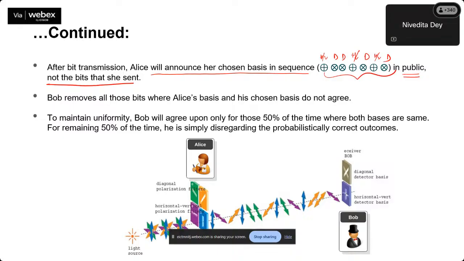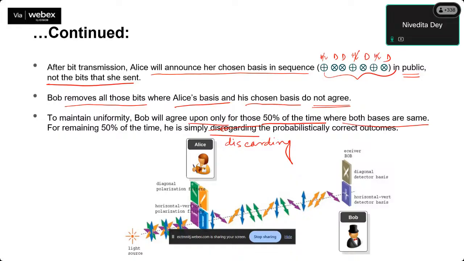Though in 75% of the cases they agree somehow probabilistically, like 50% was correct and 50% out of the remaining 50%, 25%, is probabilistically correct, Bob will remove all those bits where Alice's basis and his chosen basis do not agree. To maintain uniformity, they agree only for those 50% of the time where both bases are the same, and for the remaining 50% of the time he will simply discard the probabilistically correct outcomes.